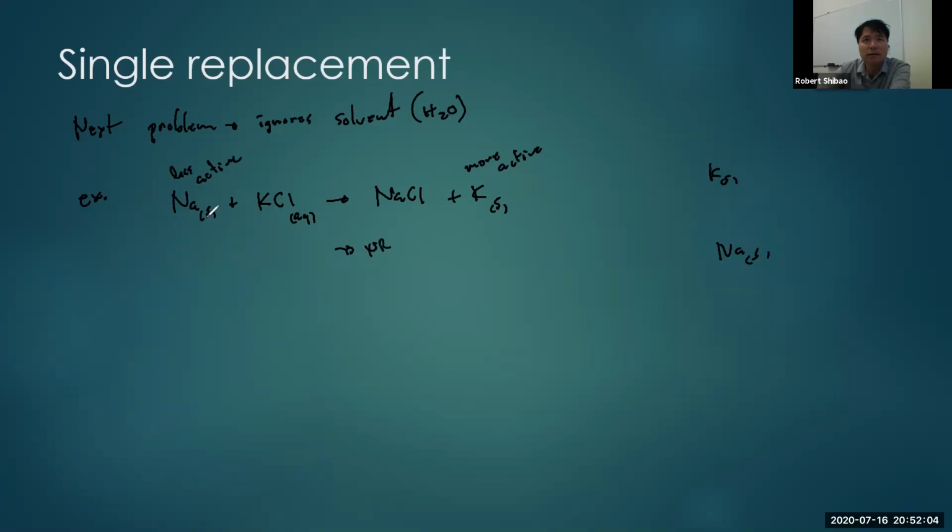Because this is going uphill, you know, less active to more active. This is uphill. We want to go downhill. And so what we expect is the reverse reaction is favored. Downhill direction is reverse. And so potassium to sodium is downhill.